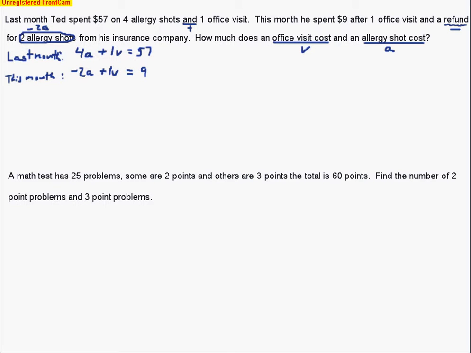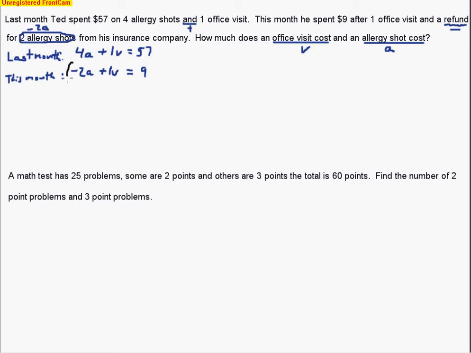And when we solve, the elimination method is a great method to use. But I can't just go and add these equations together right now because this makes 2V. And we don't want 2V, we don't want a 2A, because that does nothing for us. We can't solve with that. So we need to undo that and try to eliminate one of these terms. That's the whole purpose of the elimination method.